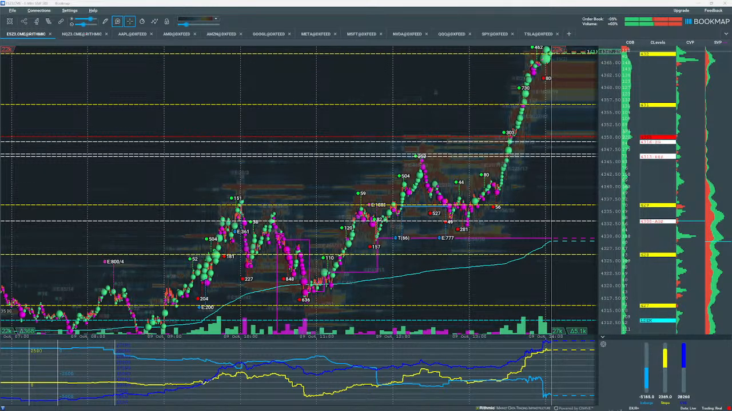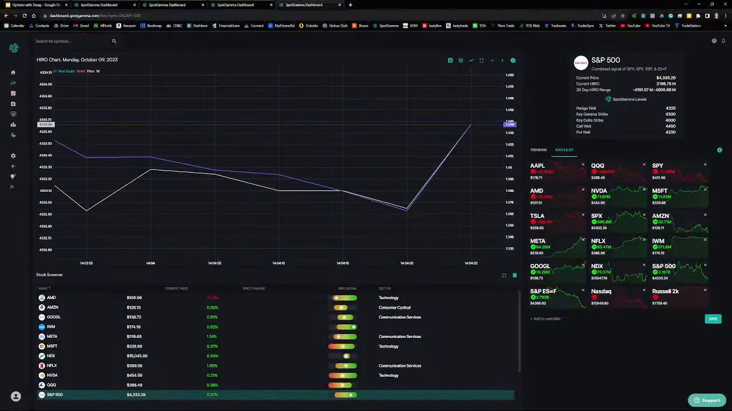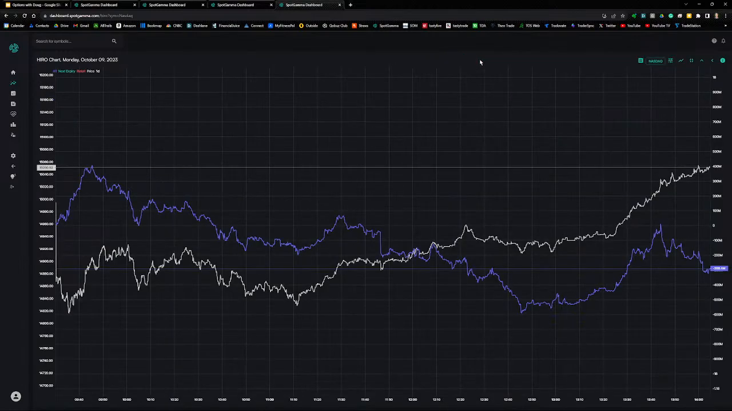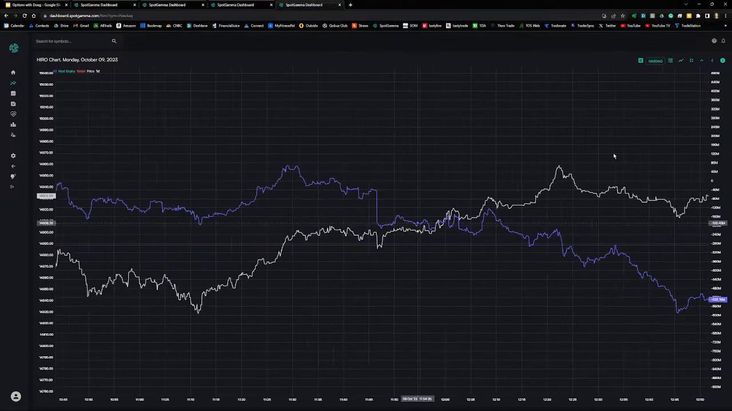All right, let's go take a look at Hero, see what options traders were doing for NASDAQ. So this is a combined signal for NDX and QQQ, just like the S&P 500, although QQQ is typically the primary driver of NASDAQ. We'll zoom in a bit.